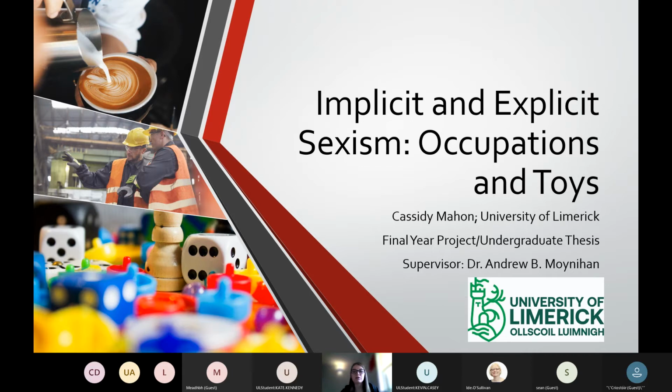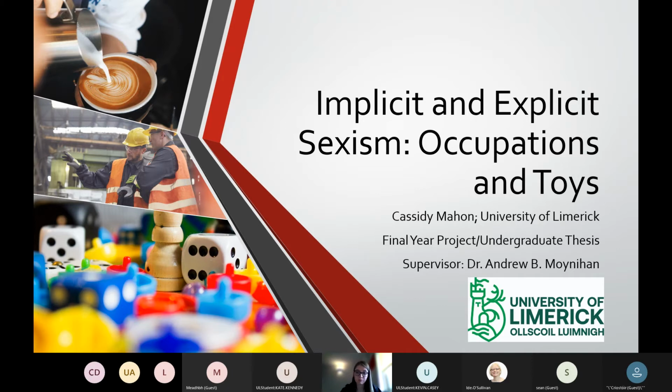Similarly, I found a significant negative relationship between inequality awareness and the Ambivalent Sexism Inventory, which is explicit sexism towards women. As this was also a correlation, this suggests that when one score increases, the other one decreases. Again, this analysis does not determine which score comes first.